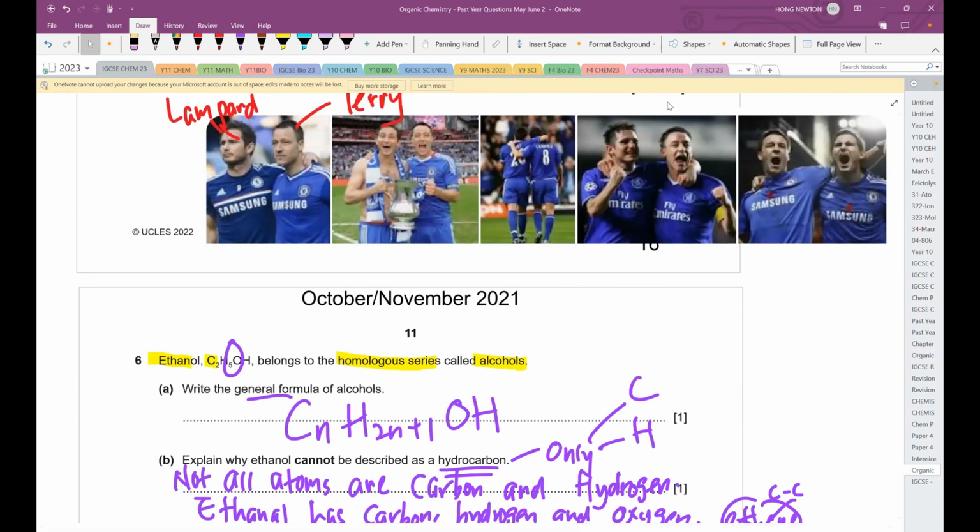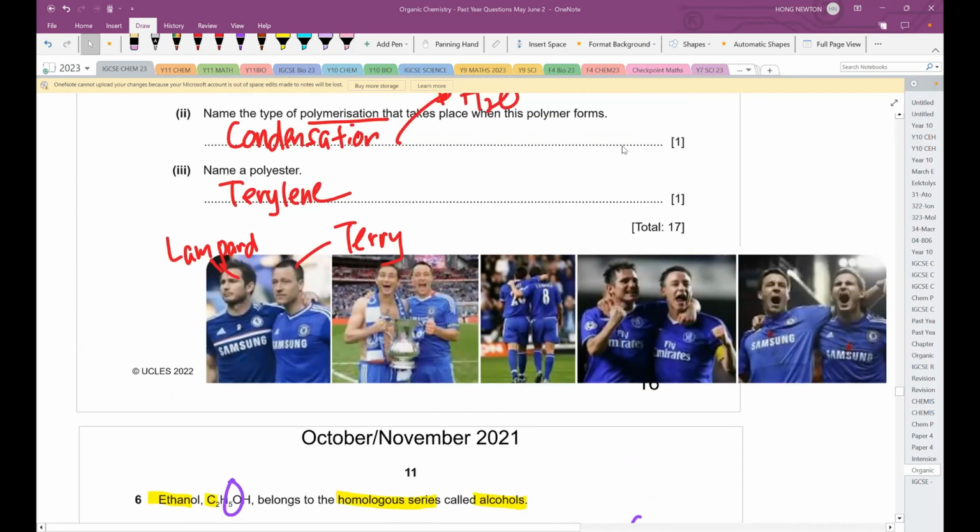Got problems? Please send them to our group, and don't keep on laughing about Lampard. He is my soccer football idol, but he's retired.